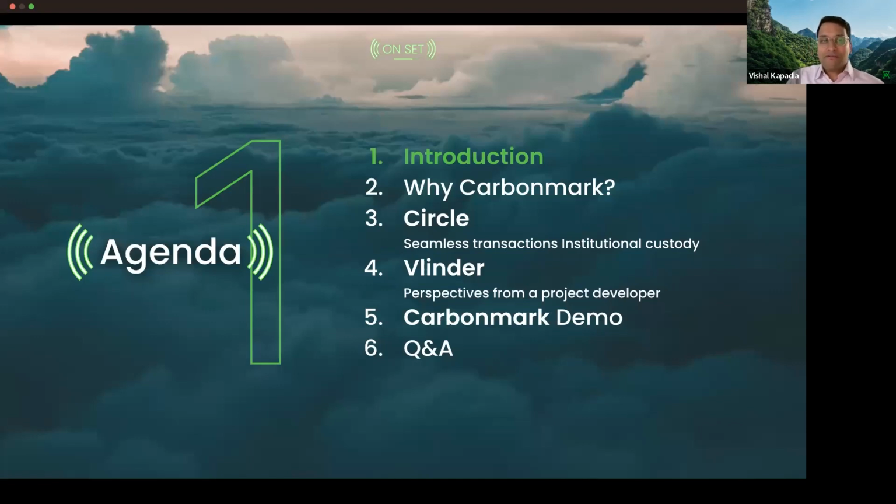And today we have Drew Bonhomme and myself from KlimaDAO presenting the journey so far and what led us to release Carbonmark. We'll share perspectives also from partnerships with Circle and Vlinder. And finally, Liam, our head of solutions, will take you through Carbonmark and show you what you can do today on carbonmark.com. At the end, we're going to have a Q&A, so leave your questions as we go, and we'll try to pick them up at the end. With that, I think we can kick off.